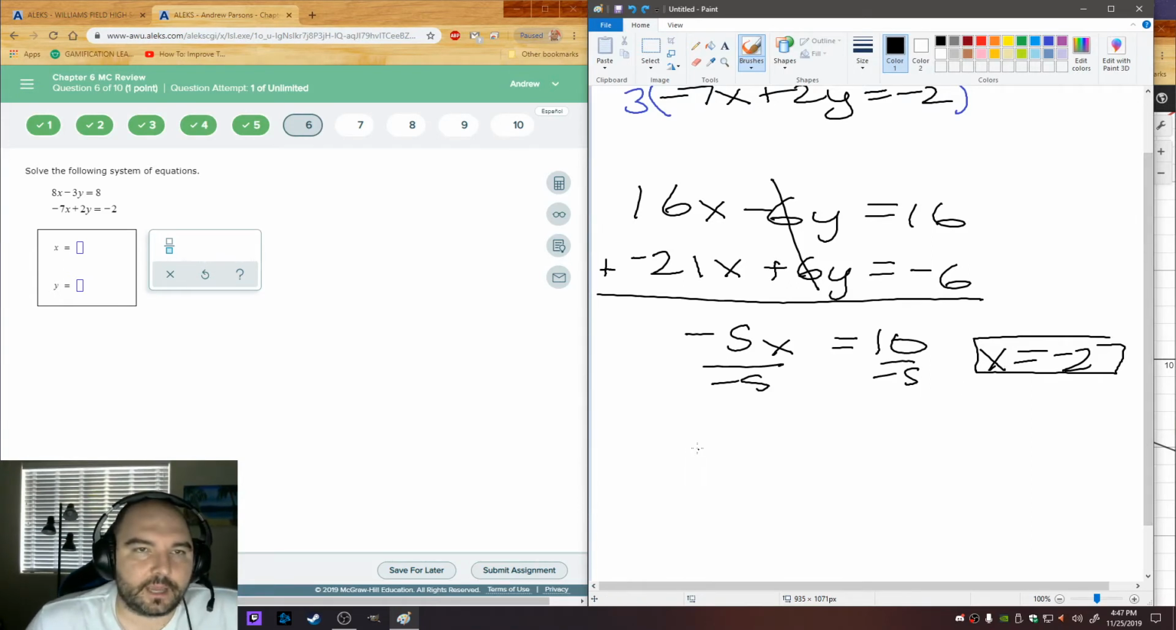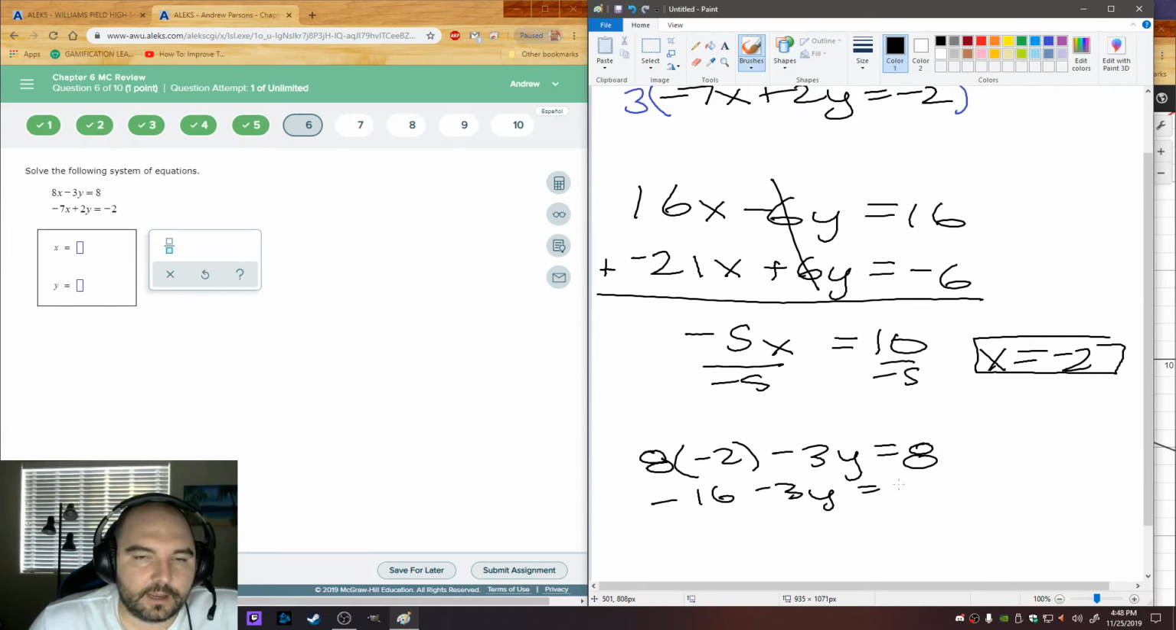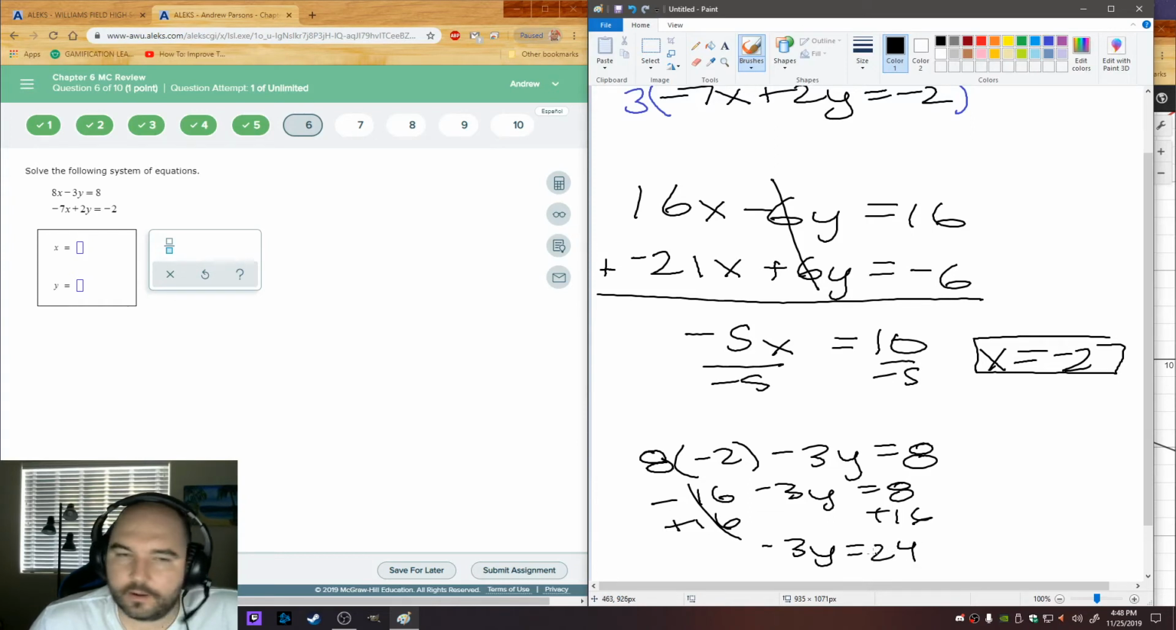All right, so anyways, I get 8x, so 8 times negative 2, minus 3y equals 8. Negative 16 minus 3y equals 8. Add 16 to both sides. Negative 3y equals 24. Divide by negative 3 on both sides, and y equals negative 8.